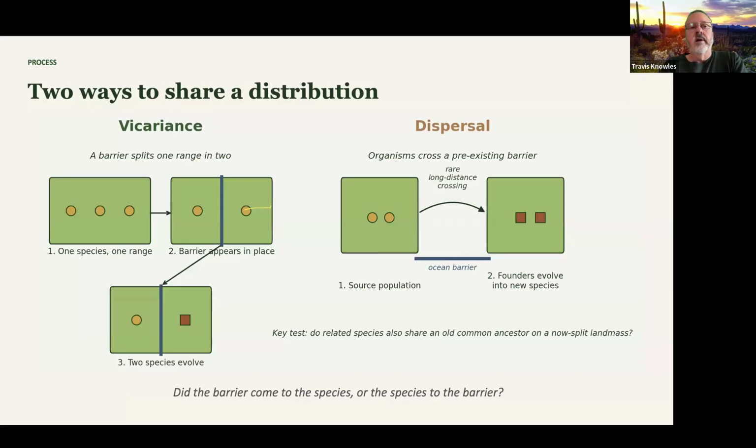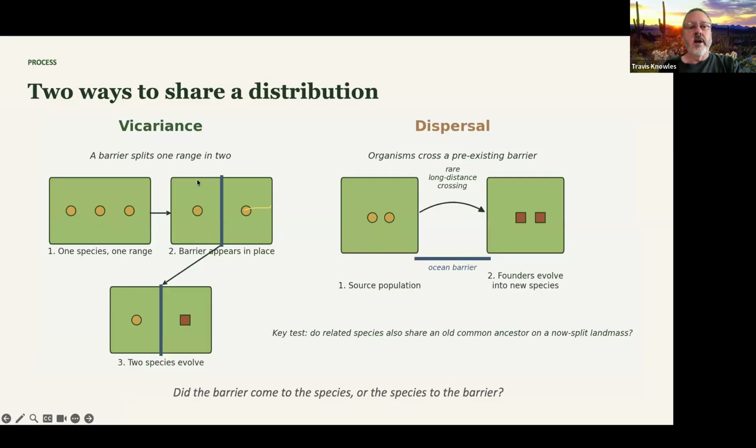So if you think about the history of life on Earth and evolutionary processes, there are two ways that populations can share a distribution. All right. Here is a very crude picture; pretend this is a landmass. This green block here on the left is some kind of habitat. And the yellow circles here represent the distribution of a species. It doesn't matter what it is. It could be plants, animals, fungi, it could be anything. And they're distributed across this landscape.